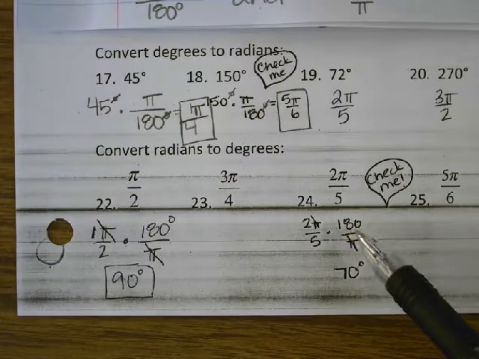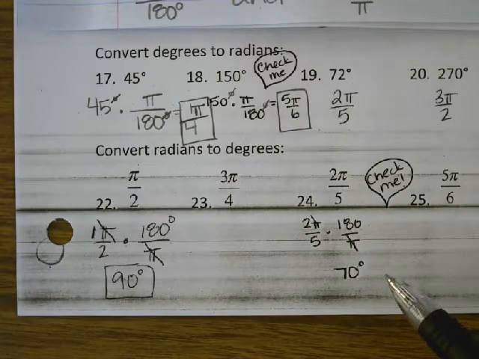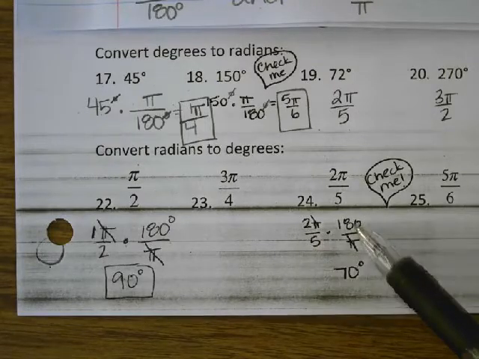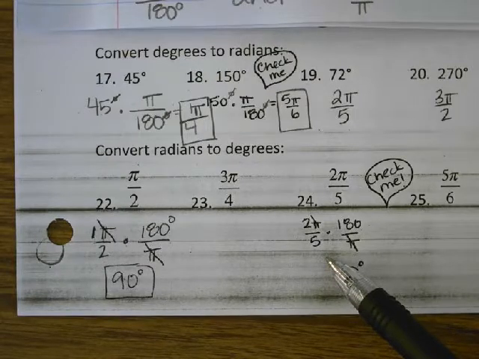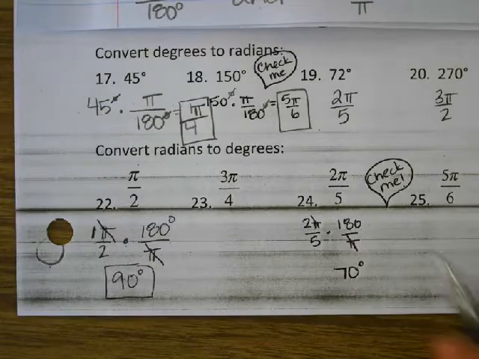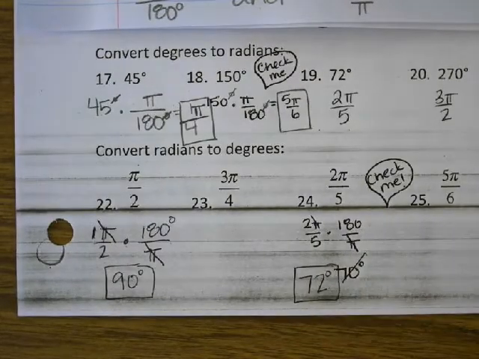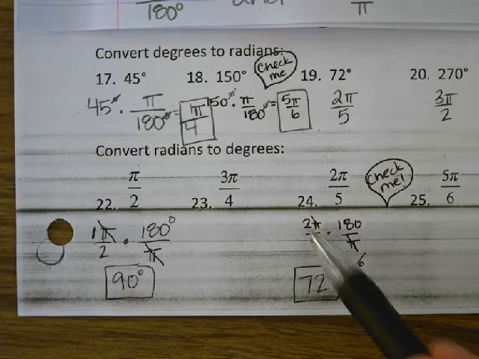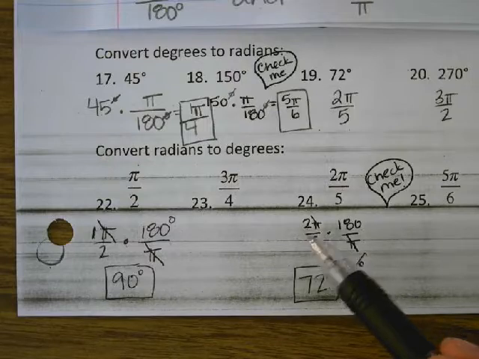If we look at number 24, did they set up number 24 correctly? Yes. So 2 pi over 5, 180 over pi, they canceled out the pi's. What should you type into your calculator? So 2/5 times 180, does it equal 70? 72. It equals 72. So these numbers right here, you're typing them in as a fraction, or you could type in a division. 2 divided by 5 is the same thing as the fraction 2/5.